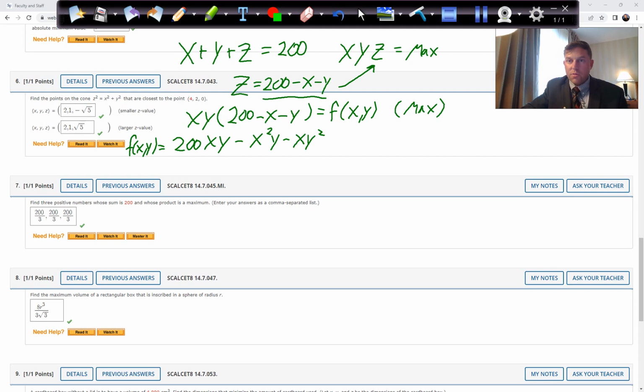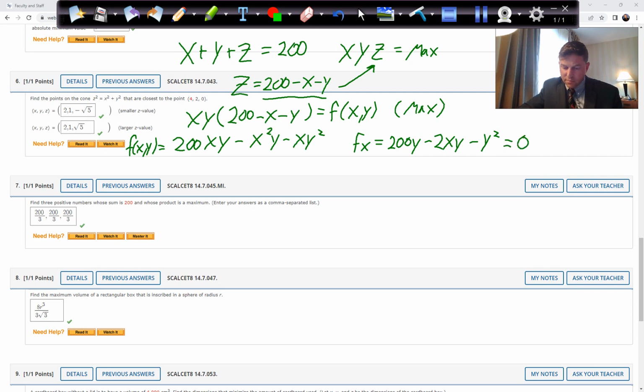And now we can go through like we would normally. Find fx. The first partial derivative with respect to x of the function would be 200y, so the x will just go away in that term, minus 2xy minus y squared. Okay, so y is seen as a constant, and then same rules apply for x as the variable. If it's x to the first power, it goes away. If it's x squared, the 2 comes down, etc.